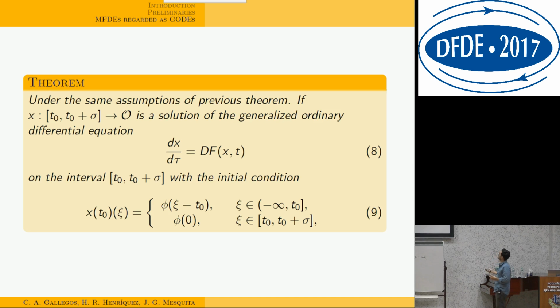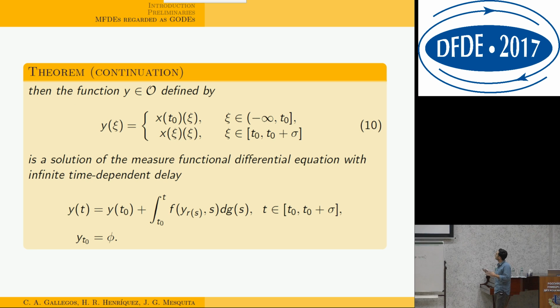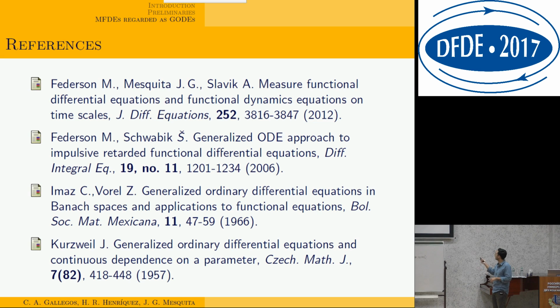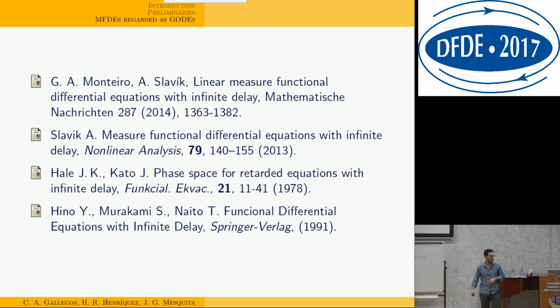And the other result, under the same assumptions, is that if we have a solution of the generalized ordinary differential equation on this interval with this initial condition, then we have an explicit solution of the measure functional differential equation. Okay. Well, this is the result that I wanted to say. That is all. This is a reference of the work.